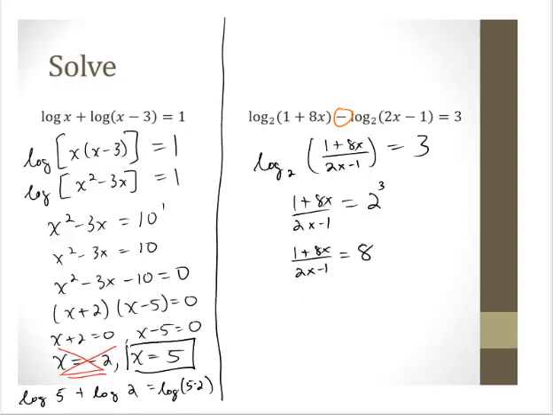So 1 plus 8x over 2x minus 1 equals 8. Now, this is basically a proportion. Let me multiply both sides of the equation by 2x minus 1. So then 1 plus 8x equals 16x minus 8. Subtract the 16x from both sides, negative 8x equals, subtracting 1 from both sides, negative 9. x equals 9/8.